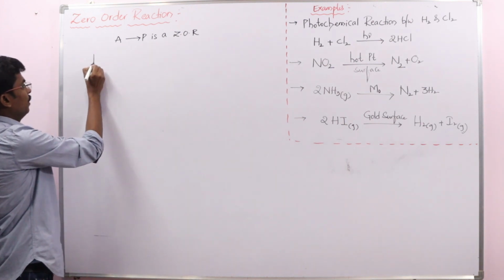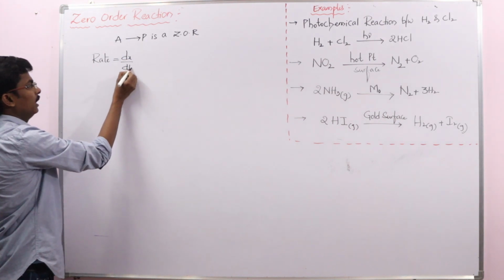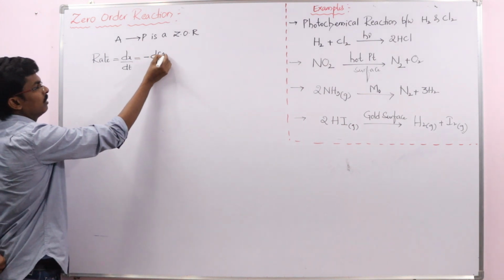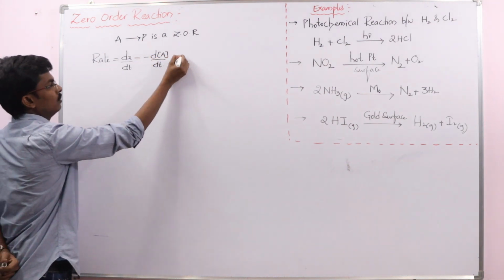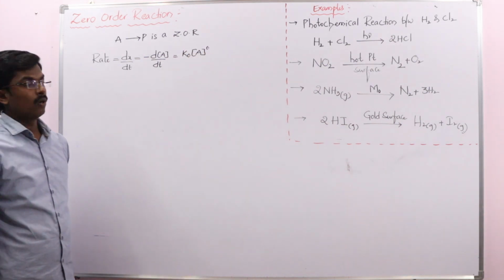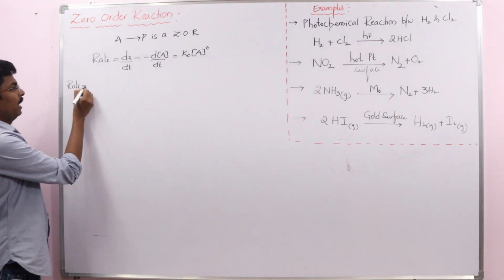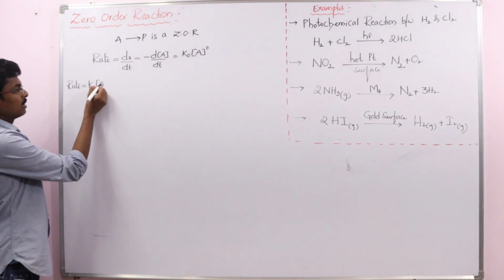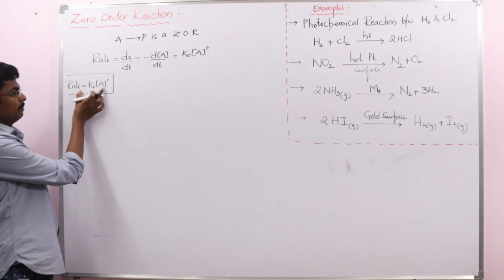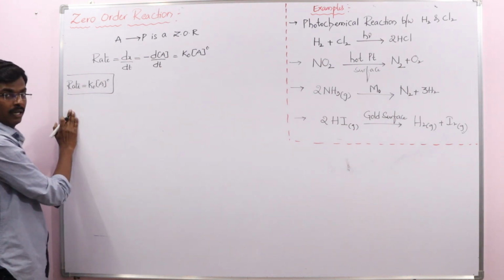For this, when you write the rate, it is equal to dx by dt, that is equal to minus d concentration of A by dt, which is equal to K naught concentration of A to the power of 0. You already know that in a rate equation, the rate is equal to K naught concentration of A to the power of 0 for this zero order reaction, a mathematical relationship between the rate and the concentration of reactant.